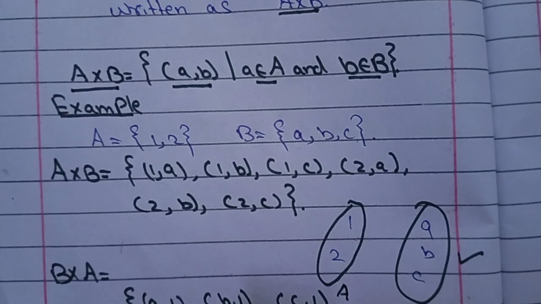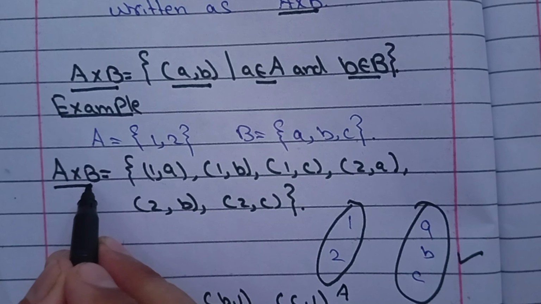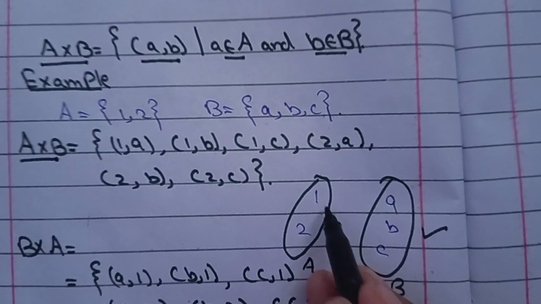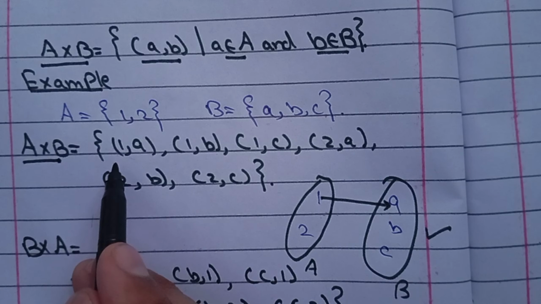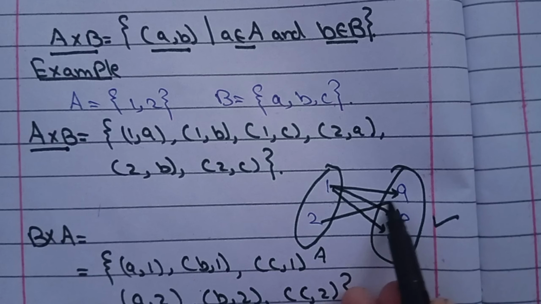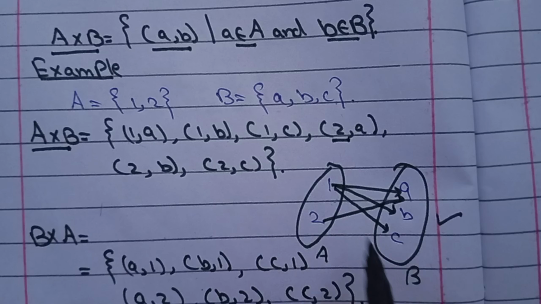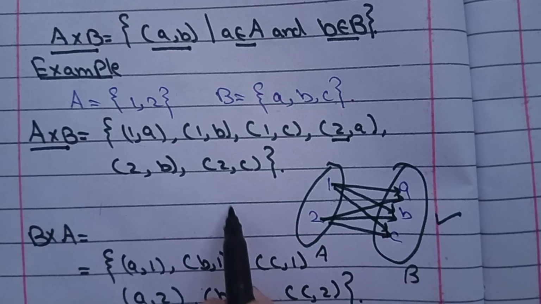For a Cartesian product of A cross B, every element of set A must have a pair with elements of set B. So 1 must have a pair with A, ordered pair (1, A), and 1 must have a pair with the second element of B, (1, B), and 1 must have a pair with the third element of B, (1, C). Similarly 2 must have a pair with A, (2, A). 2 must have a pair with B, (2, B). 2 must have a pair with C, (2, C).